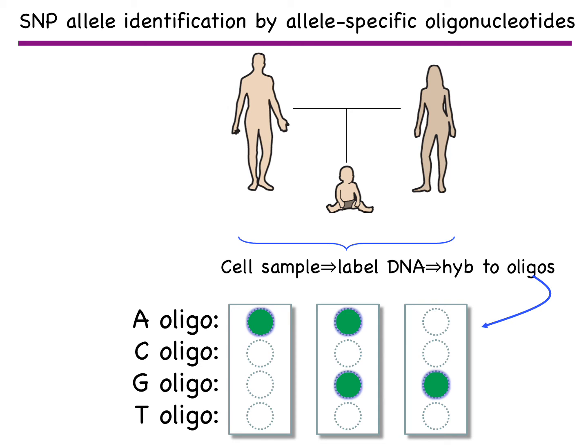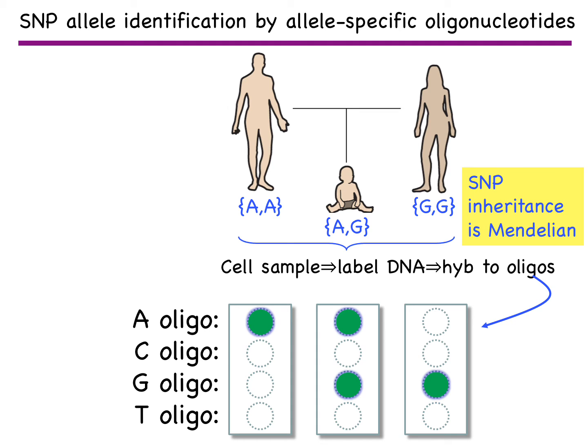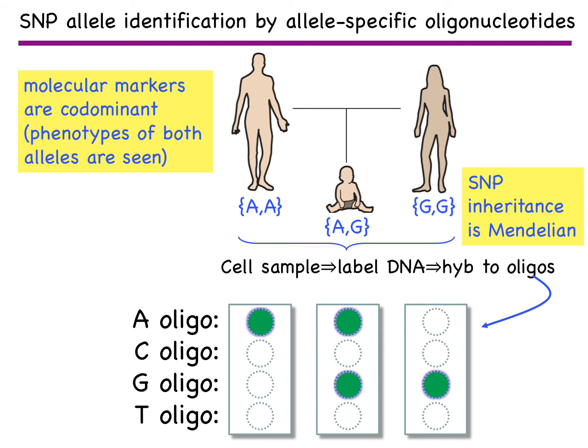So if you look at the father, you only see hybridization of the A oligo. So that tells you that the father must be an AA homozygote. If you look at the mother, you only see hybridization to the G oligo. So she must be a GG homozygote. And if you look at the little baby, the baby is an AG heterozygote, okay? And that's exactly what you'd expect because SNP inheritance is Mendelian. So the father only has an A allele to transmit to his offspring. The mother only has a G to transmit to her offspring. So the child has to be an AG heterozygote, okay?